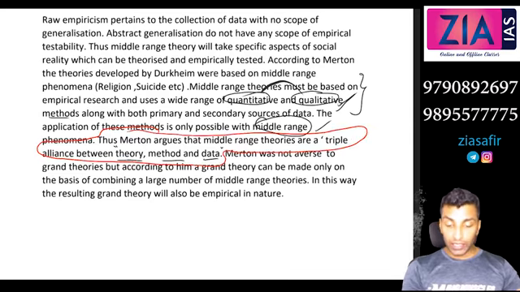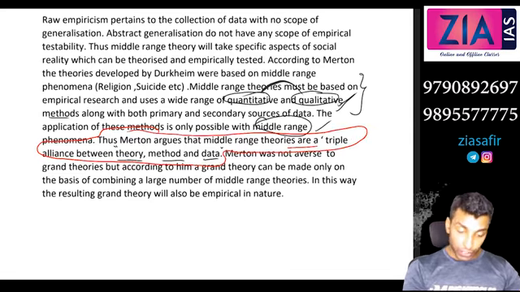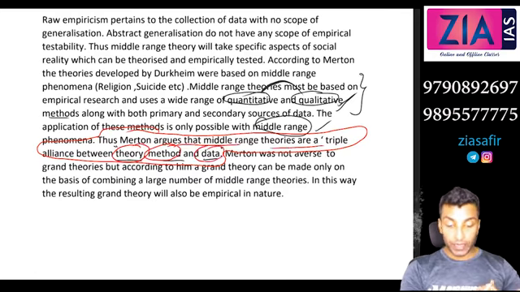Merton argues that middle range theories are a triple alliance: there should be a theory, there should be proper method, and there should be use of empirical data which is testable.